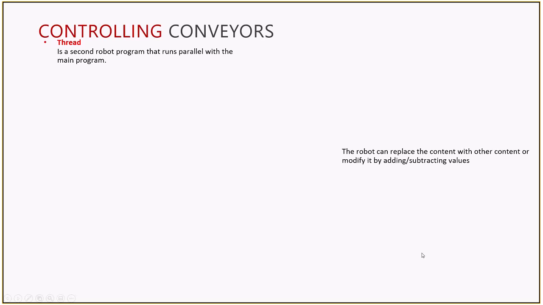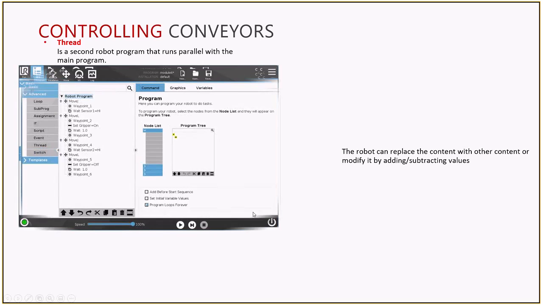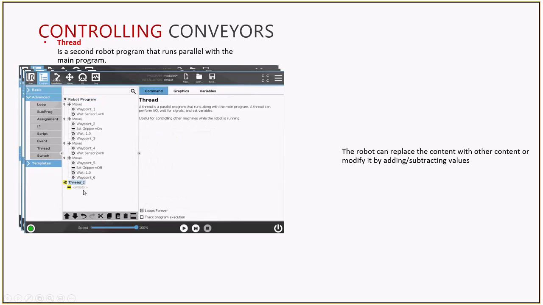To do so, as you can see here in the program, you can go to Advanced and then select the thread button. It will put a thread 1 underneath it.